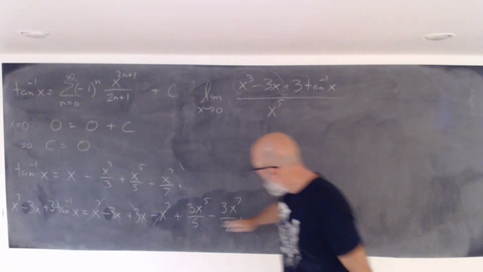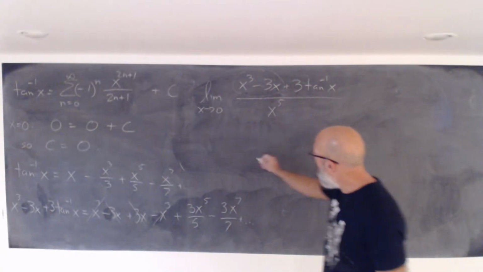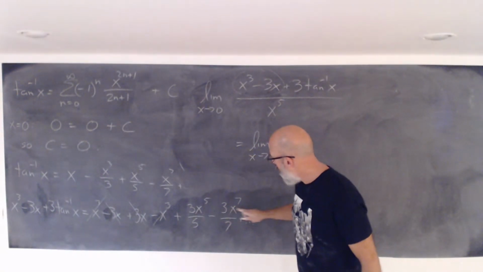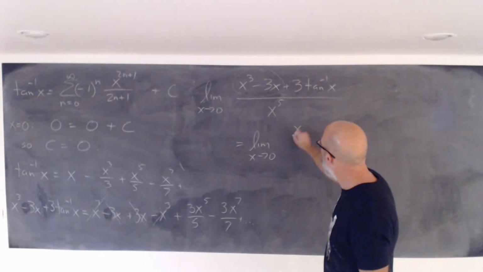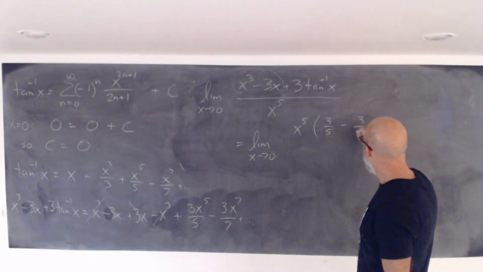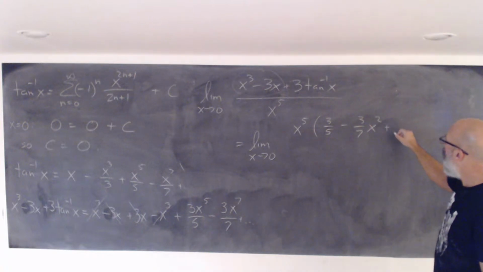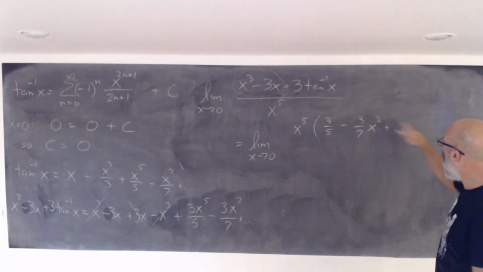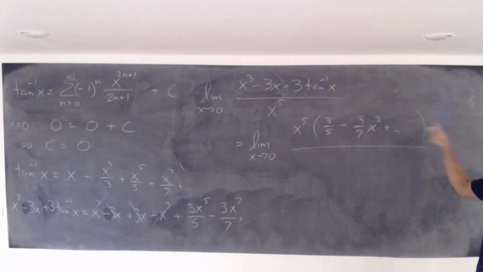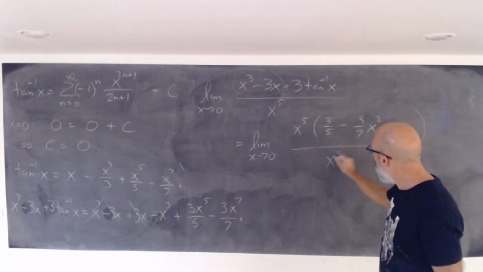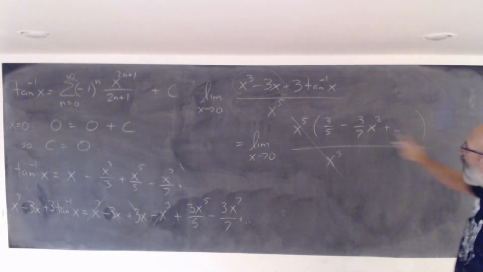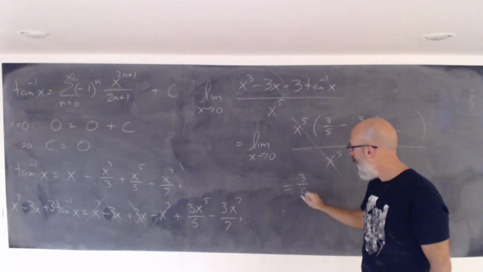So if you divide the remaining stuff by x to the 5, or factor out an x to the 5 from the numerator, you're left with 3 over 5 minus 3 over 7 x squared, and then something x to the 4, blah, blah, blah, powers of x which are even and bigger than 2, divided by x to the 5. These cancel out, and when x is 0, that is 0. Everything's going to be 0 except 3 over 5.